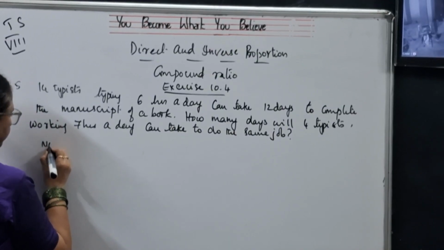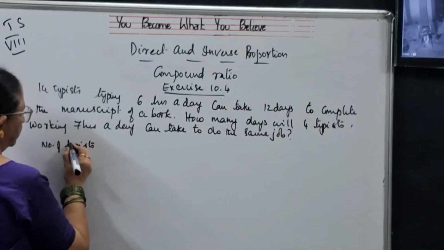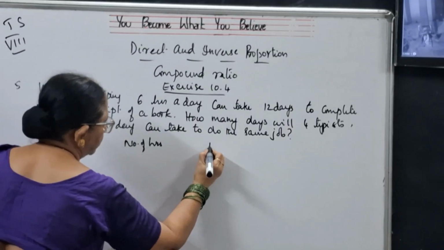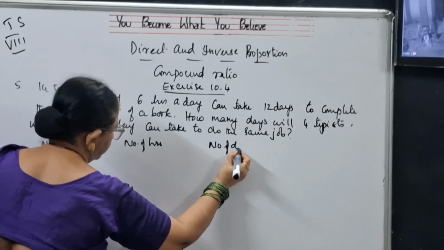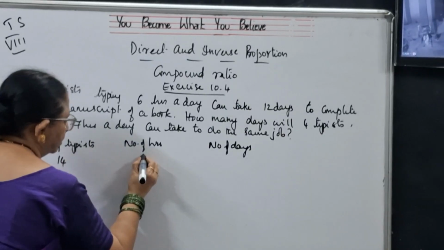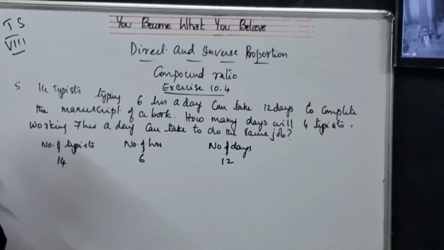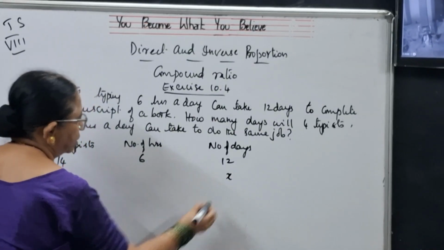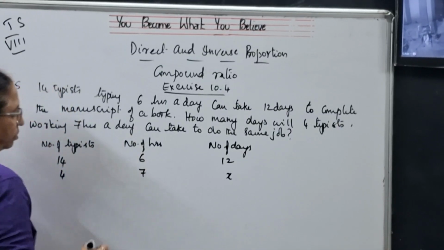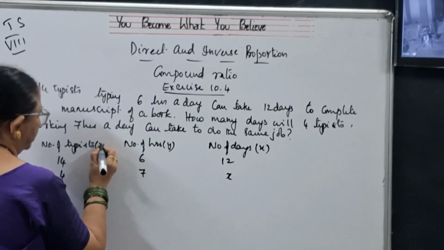So here, number of typists, number of hours, number of days. 14 typists working for 6 hours a day can complete the work in 12 days. Then how many days? Days we don't know, X. 4 typists working for 7 hours a day will do. So X is here, this is X, this is Y, this is Y.